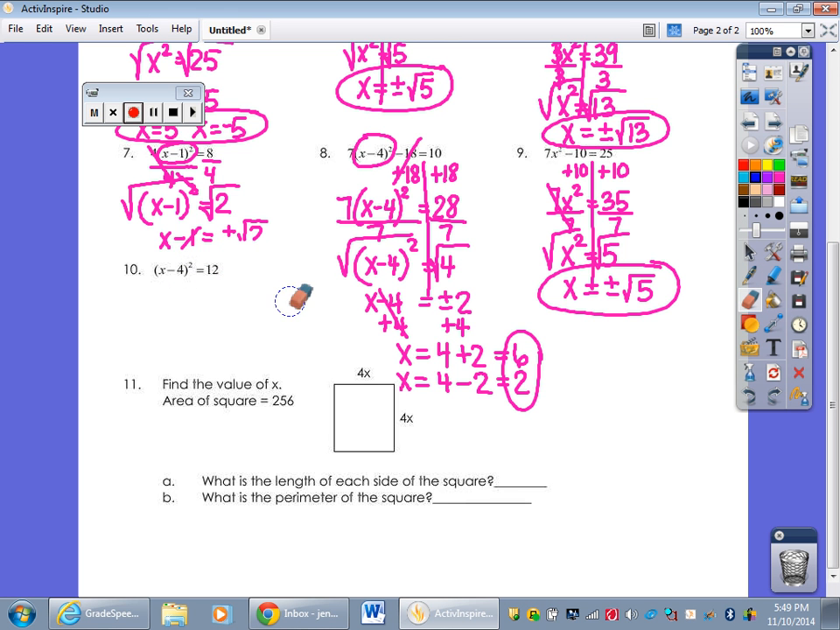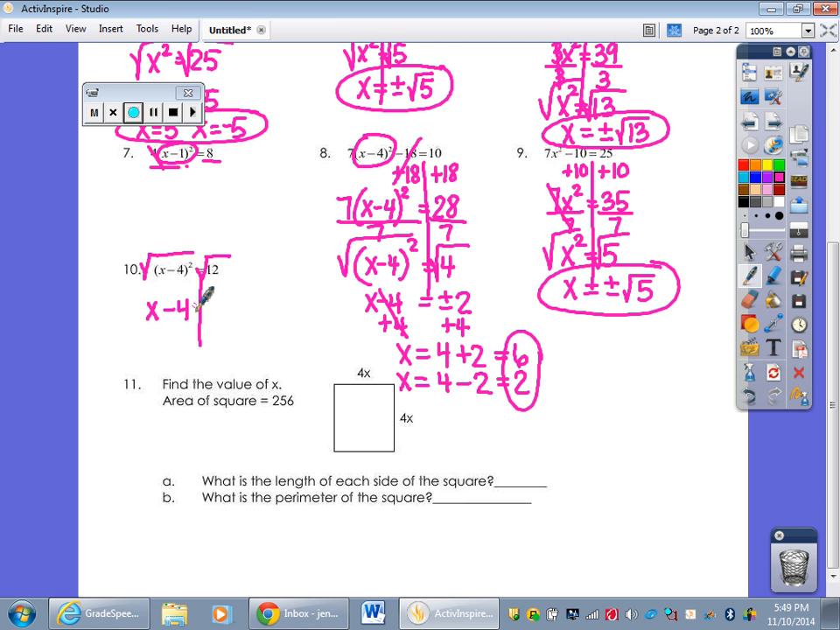Okay, number 10. First thing we're going to do is just unsquare. So we're going to take the square root of both sides. We get x minus 4 equals plus or minus radical 12. This is 3 times 4, which is 2 times 2. So here's one couple, it's going to be 2, and then there's a 3 left over. So it's 2 radical 3. Then we would add 4 to both sides. And so the answer would be, remember to put the 4 in the front, 4 plus or minus 2 radical 3.